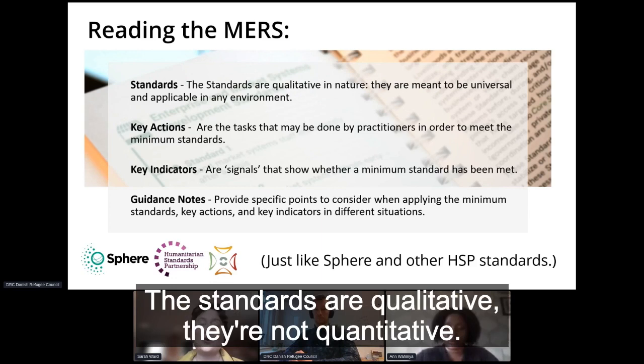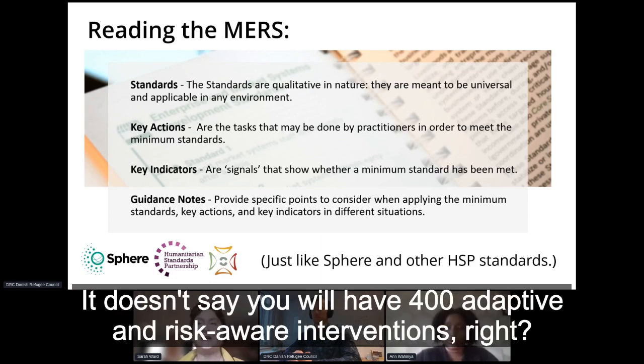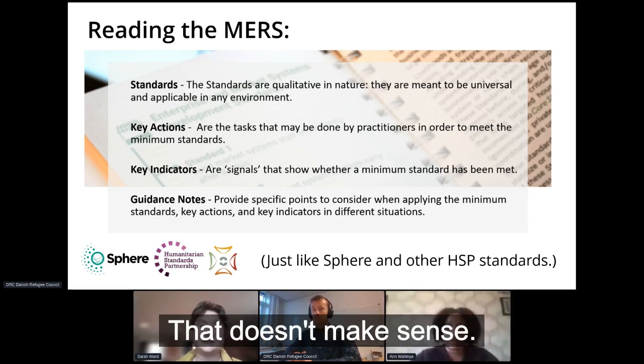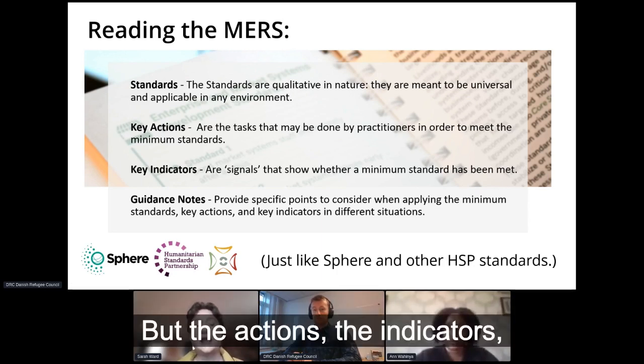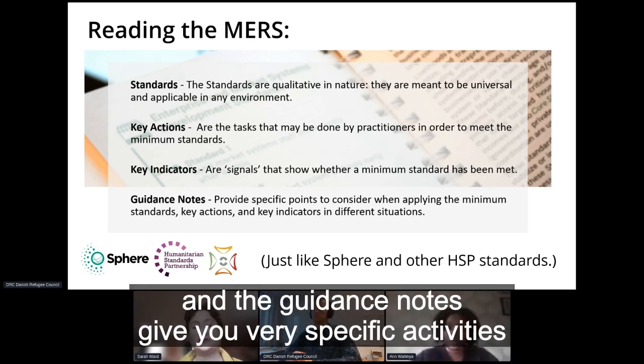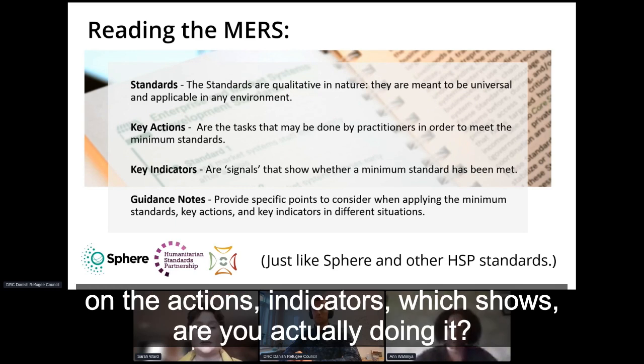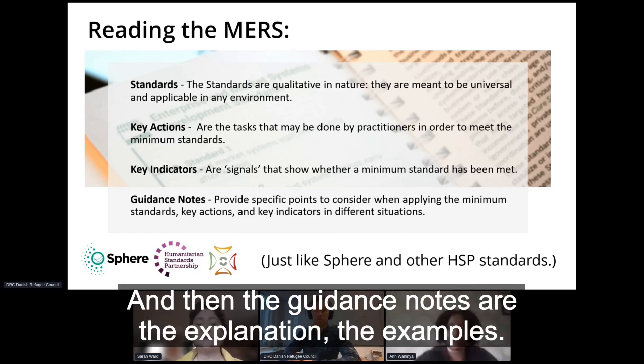The standards are qualitative. They're not quantitative. It doesn't say you will have 400 adaptive and risk aware interventions, right? So that doesn't make sense. But the actions, the indicators, and the guidance notes give you very specific activities. The actions are the tasks, the indicators show, are you actually doing it? And then the guidance notes are the explanation, the examples.